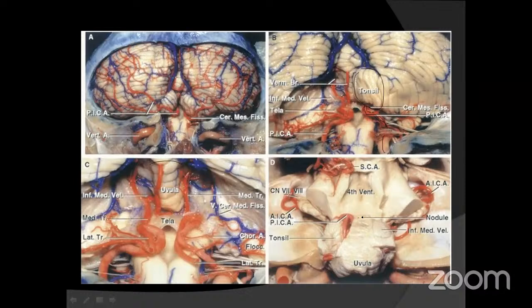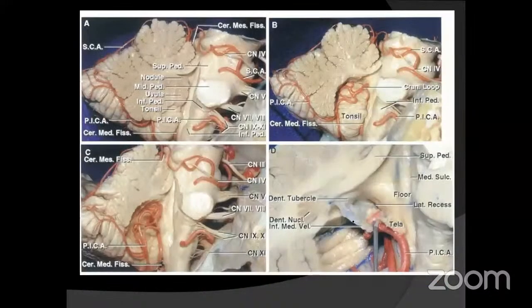Another dissection here, they have dissected the uvula from here and have retracted it downward. So this is a part of the uvula that's going to be attached, and this is the part of the uvula that has been dissected or retracted down here. So we can see the course of the P3 segment of the PICA that is present behind the tonsil and in the cerebellomedullary fissure.